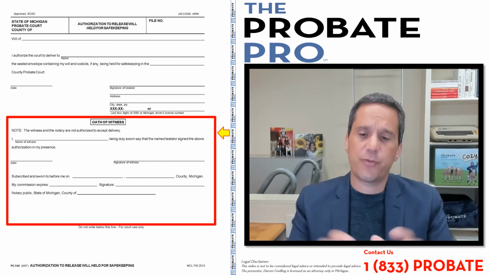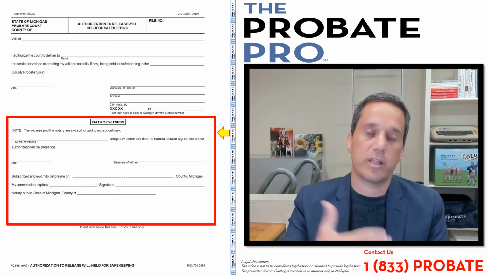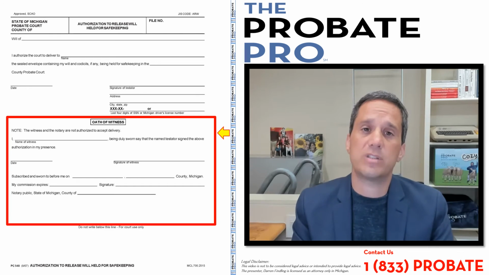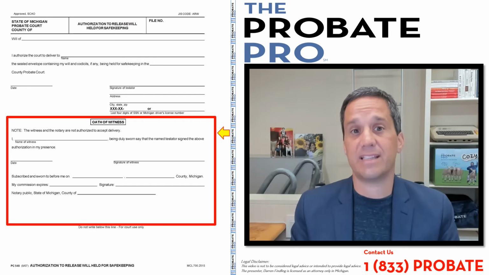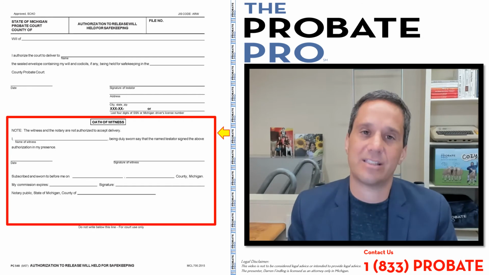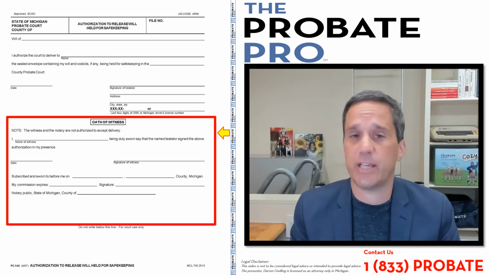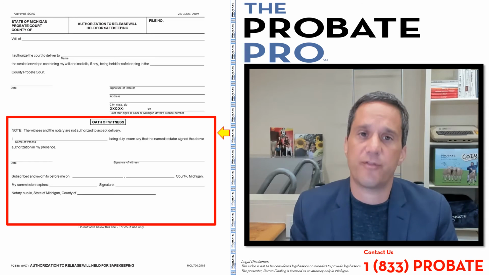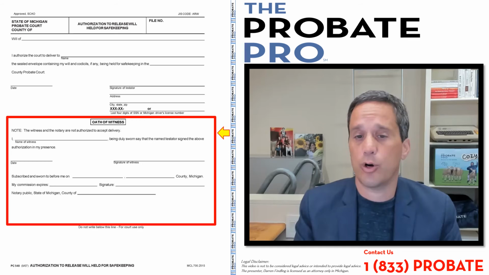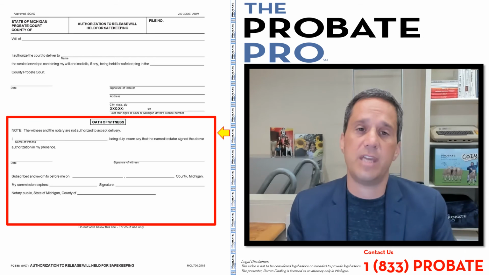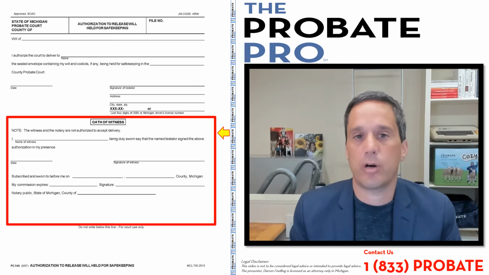So again, this form is used in a very particular context when a will has been held for safekeeping at a probate court. This is not the form to use if the will, for example, is in a safe deposit box and you're trying to gain access to a safe deposit box or a burial plot in a safe deposit box at a financial institution. There's a completely different statute and form for the accessing or the ability to view that document post-death. This is for the authorization to release a will held for safekeeping that is at the probate court under MCL 700.2515.